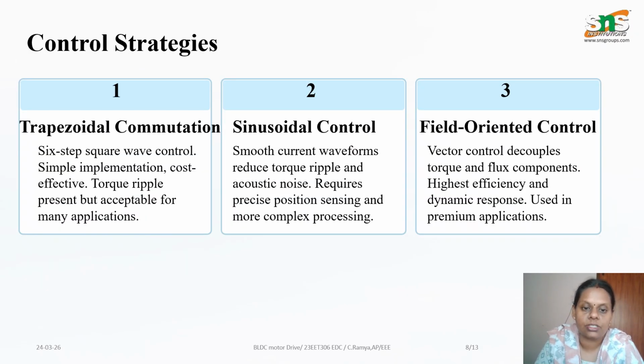Next is the control strategy. There are three main control strategies used in the BLDC motor. The first one is trapezoidal commutation, also known as six-step control. It is simple and cost effective but produces torque ripple. The second is sinusoidal control, which provides smoother current waveforms, reducing the torque ripple and noise, but it requires more complex processing.